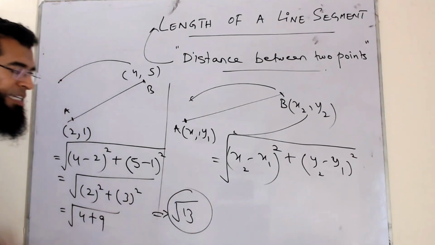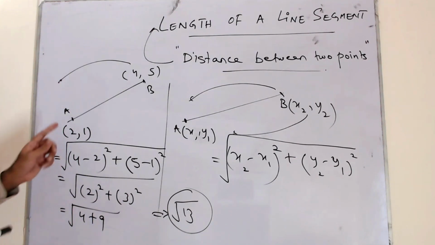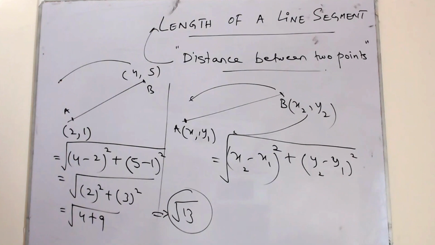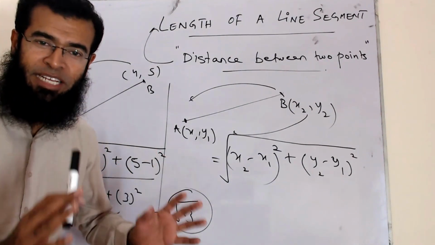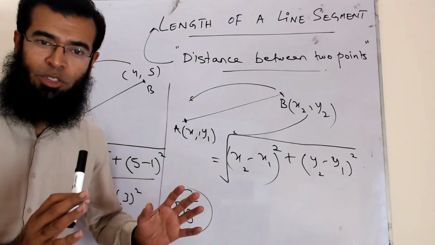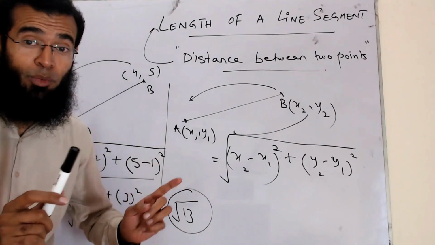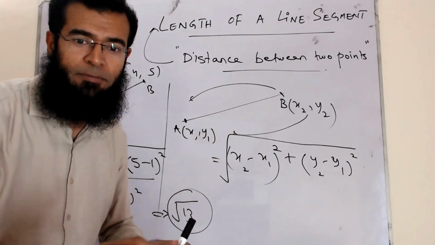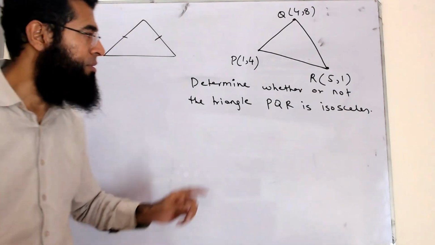So this is the distance between the 2 points A and B, or you can say the length of the line segment AB. I hope this is pretty simple and you've enjoyed the topic, that how you will calculate the length of the line segment. Let's take a look at this question.